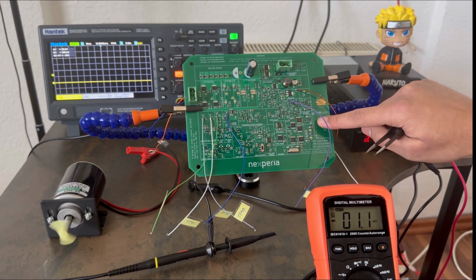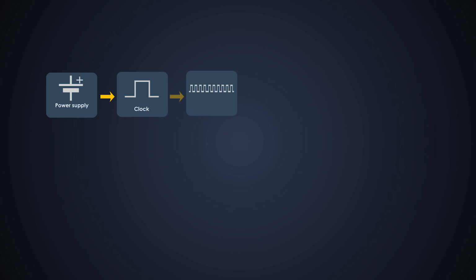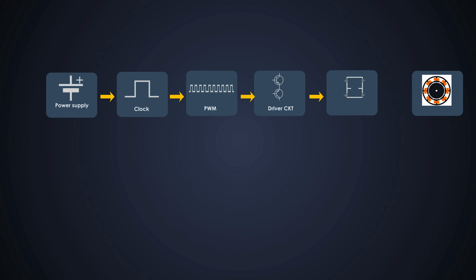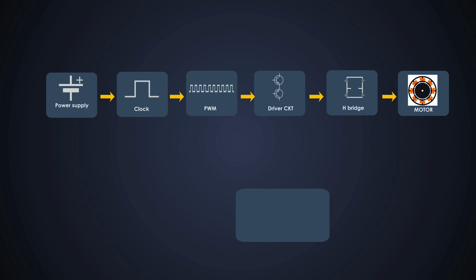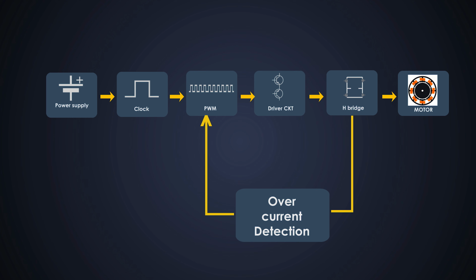Let's see the overall block diagram of the H-bridge control circuit. It is made up of an input power supply, clock, PWM generator, a driving circuitry for the MOSFET, and H-bridge network. Along with that, there is a closed loop of overcurrent protection. Let's see the significance of each block.